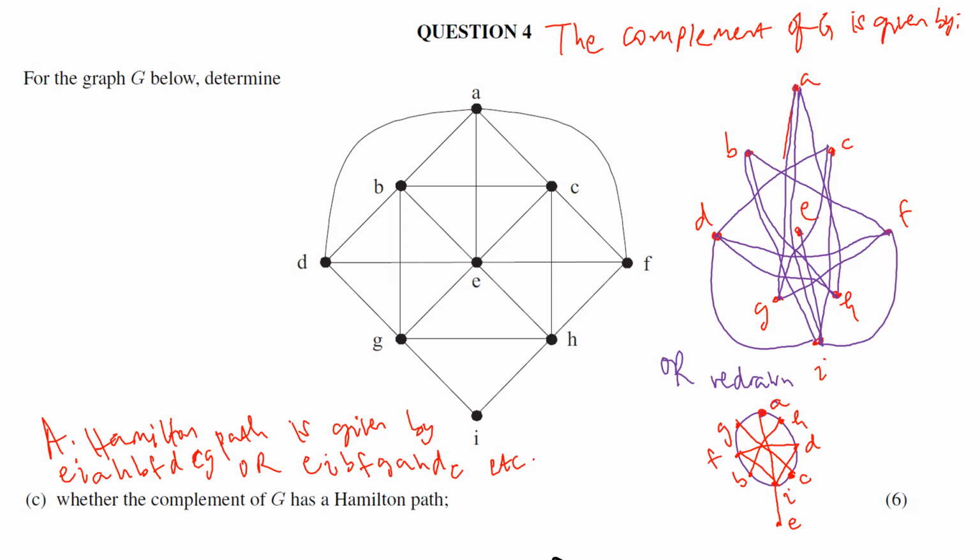Right, so yes, the complement of G has a Hamilton path. Right. I think that this will be the next question.